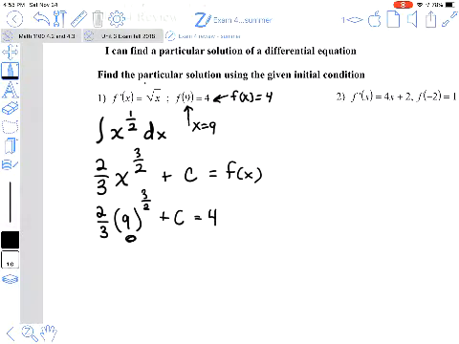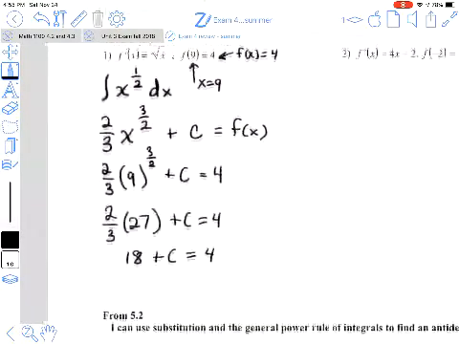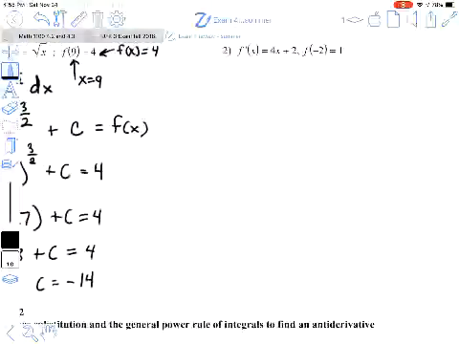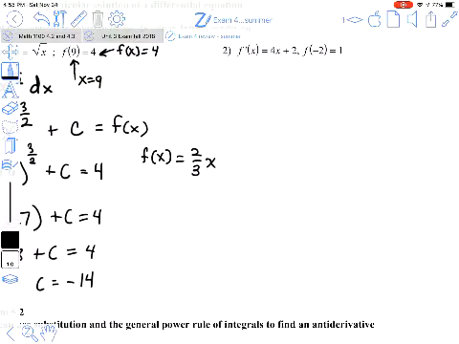So starting here, 9 to the 3/2, well, that's the square root of 9, which is 3, and then 3 cubed is 27. So this is 2/3 times 27 plus c equals 4. 2/3 of 27 is 18. And if you subtract 18 on both sides, you get a value that c equals -14. So then we know that f of x equals 2/3 x to the 3/2 minus 14.